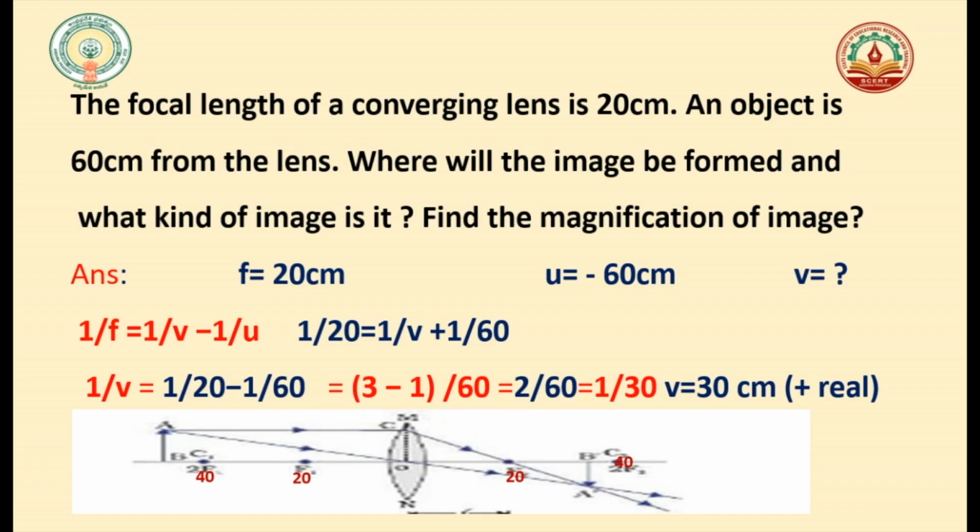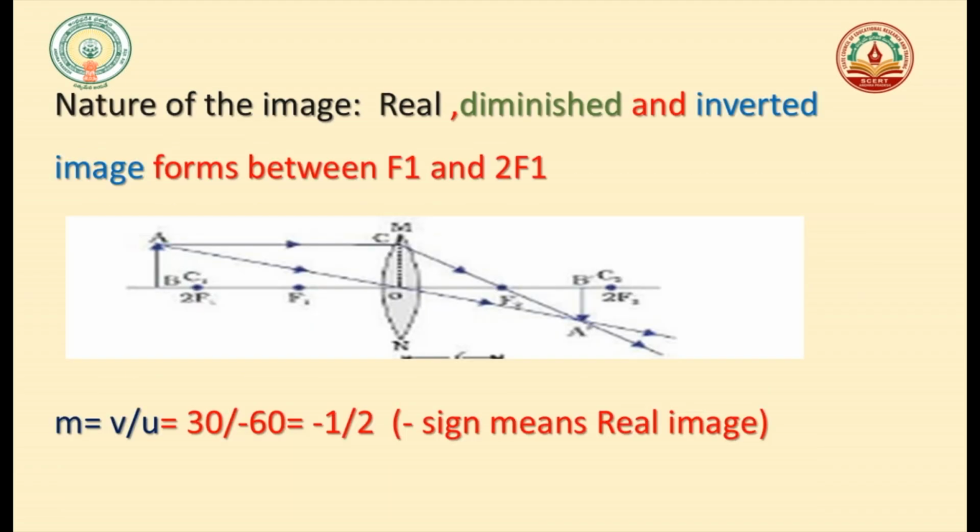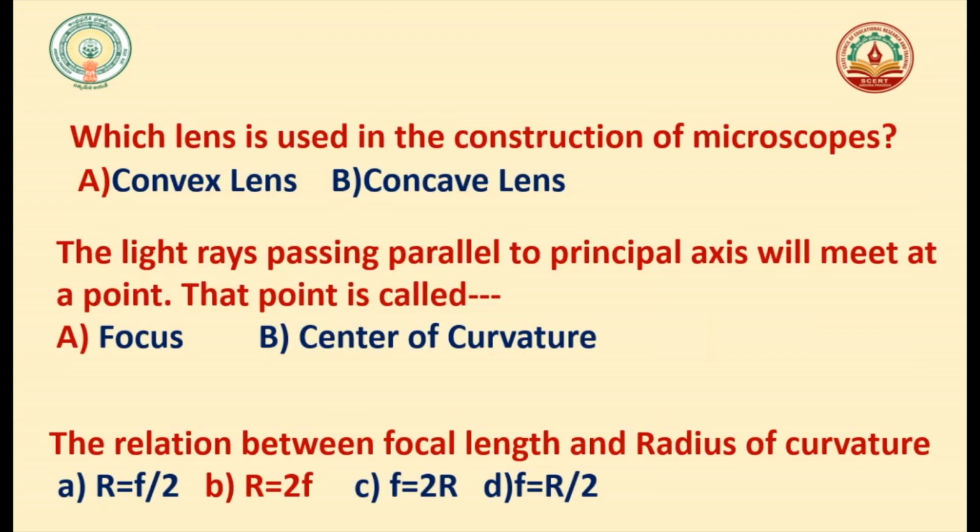By using the formula 1 by f is equal to 1 by v minus 1 by u, the problem was solved. We got the image distance as 30 centimeters. That is a plus value, we automatically get the plus value. Nature of the image will be real, diminished, and inverted. Image forms between f1 and 2f1. Magnification is v by u. V means plus 30, since it is a real image, the image distance is positive, and the object distance is minus 60.